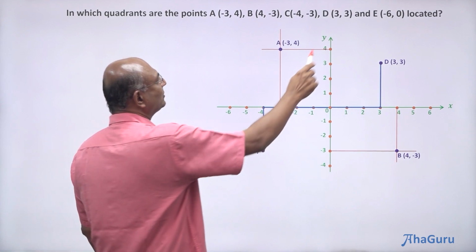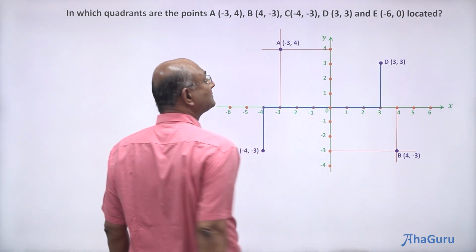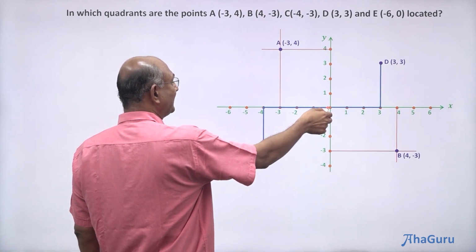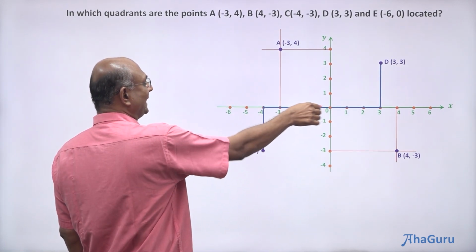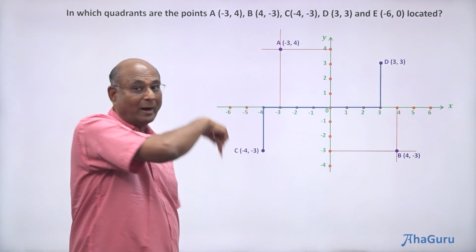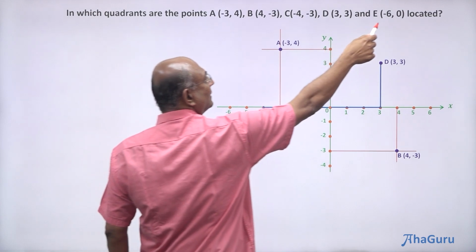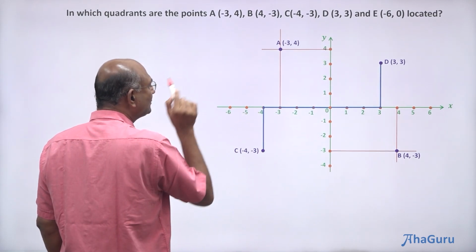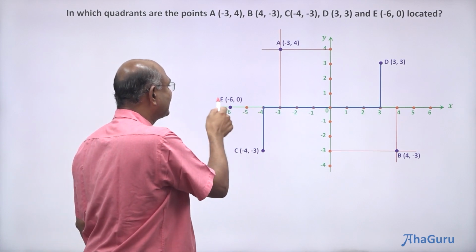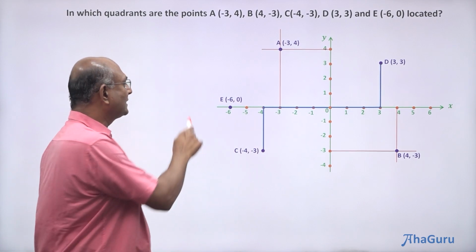Okay, let us go to the last point, E, which is (-6, 0). Well, (-6, 0) means you're going to go 6 units on the x-axis this way and you're going to reach this point, and you're not going to go up or down because it's 0, right? So you're just going to come to this point, which is a point on the x-axis, (-6, 0). So that is point E.